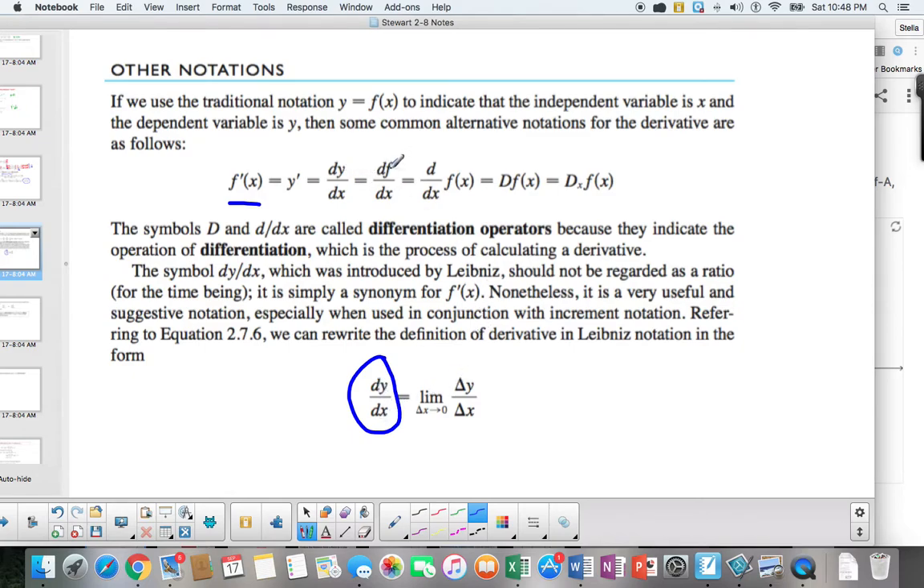Instead of y, you can use f. You can use it like an operator. You can say, I'm about to take the derivative, just like you're about to take the square root or you're about to square. And again, this is an indicator that you're going to take a derivative, and this is an indicator you're taking a derivative with respect to x. So differentiation operators, because we are using an operation.